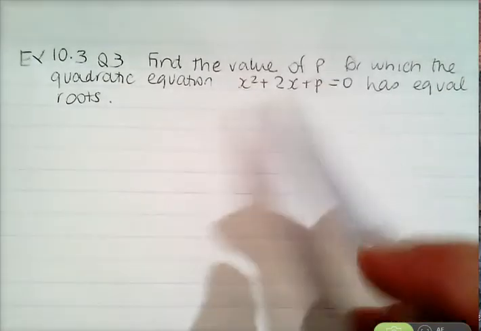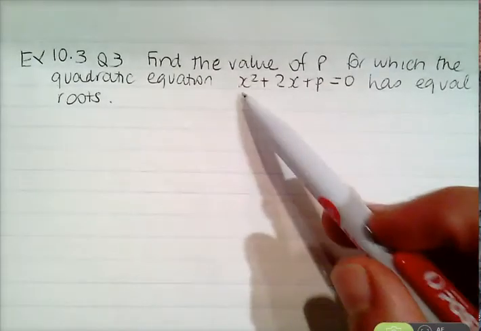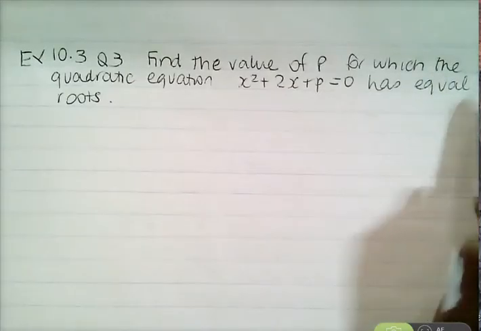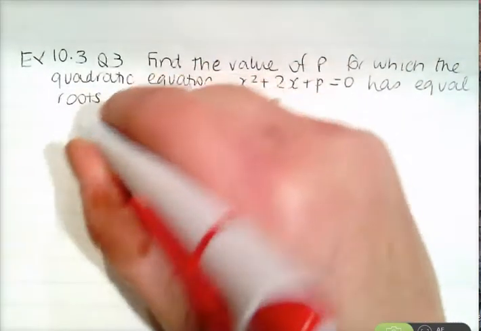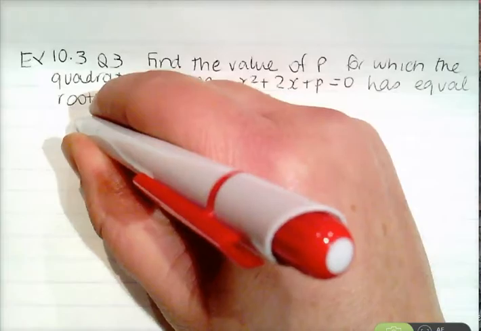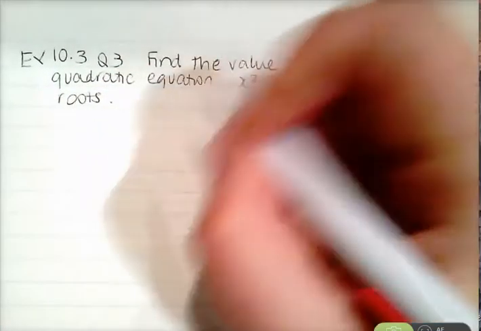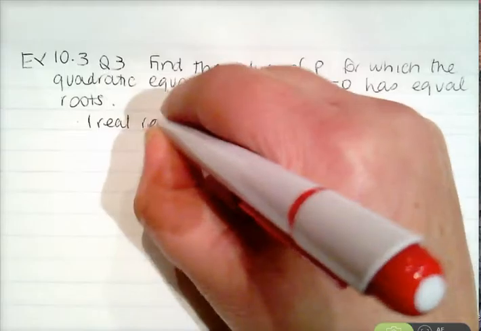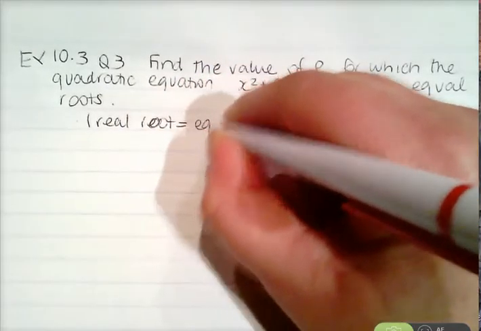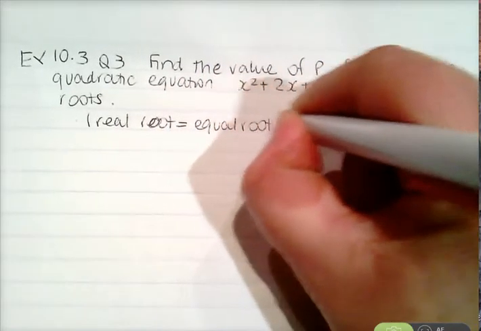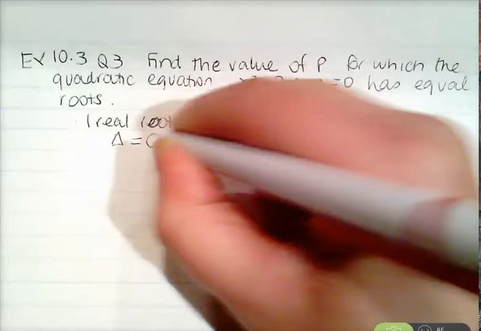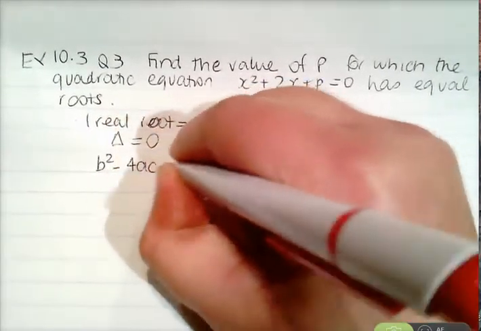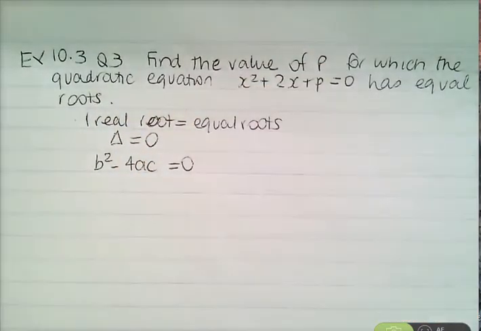Find the value of p for which the quadratic equation x squared plus 2x plus p equals 0 has equal roots. Now, if a quadratic equation has equal roots, then it means it's got two equal roots, or it's really just got one real root. So one real root means the same as equal roots. Now, if you've got one real root, then the discriminant equals 0. So the discriminant, b squared minus 4ac, has to equal 0 in this case.